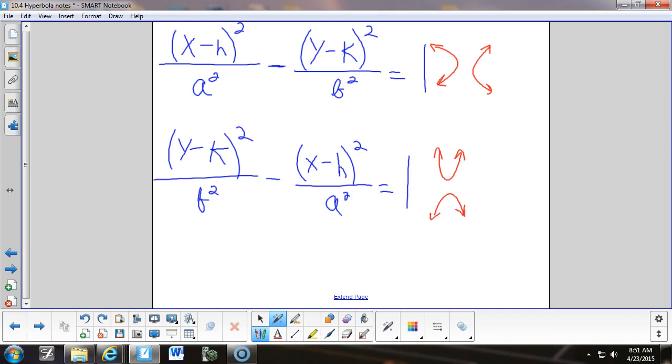Now with the ellipse, it was stretched farther one way than it was the other way. And that was based upon which of these numbers was bigger. That's not what determines it in this case. It doesn't matter which of these is bigger. The smaller number could be first. The smaller number could be second. It doesn't matter in terms of which direction it opens. This isn't what determines it, but how you can distinguish it is which variable comes first.